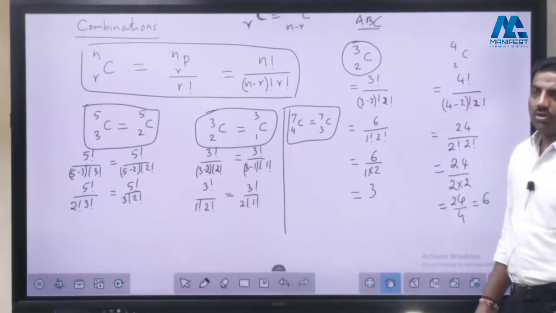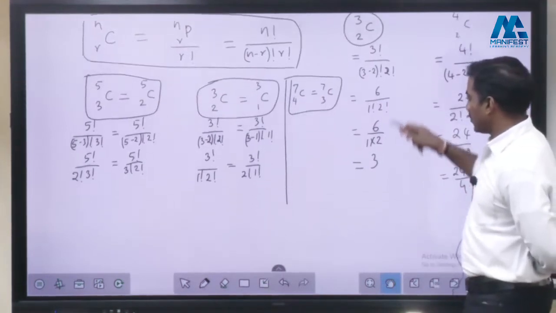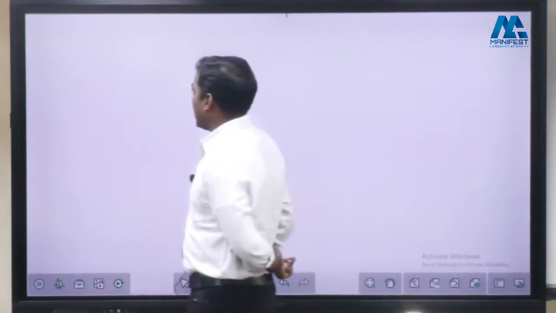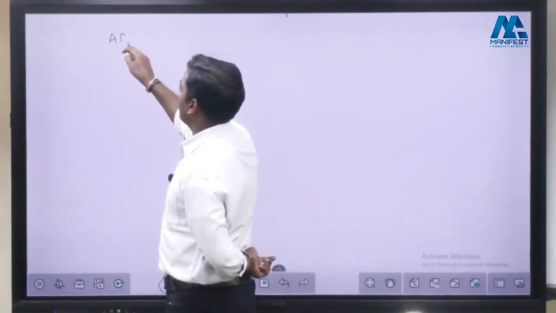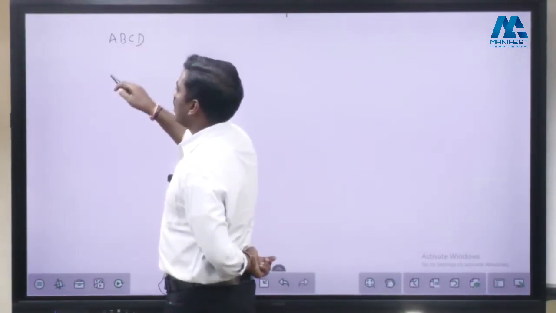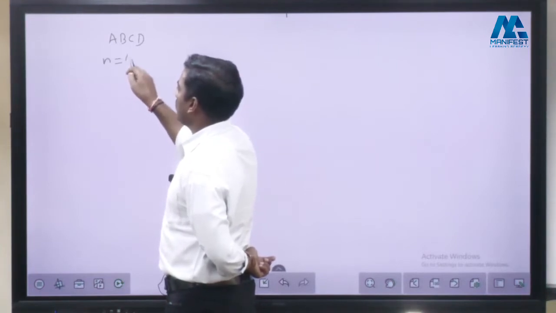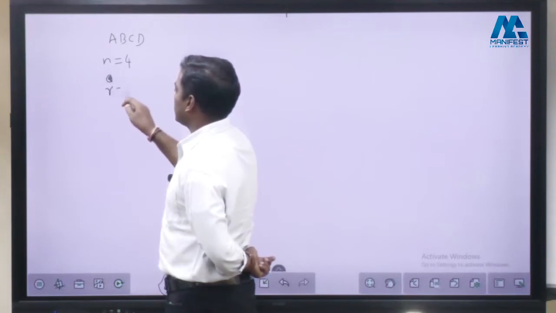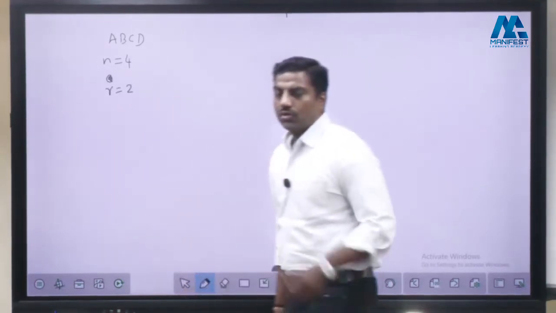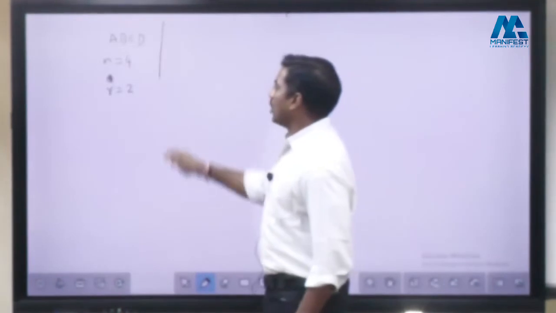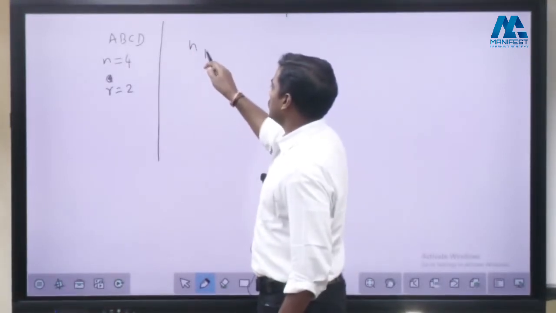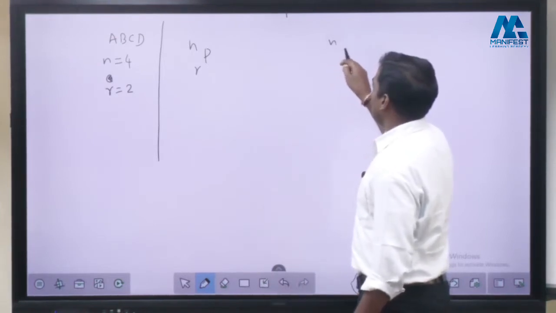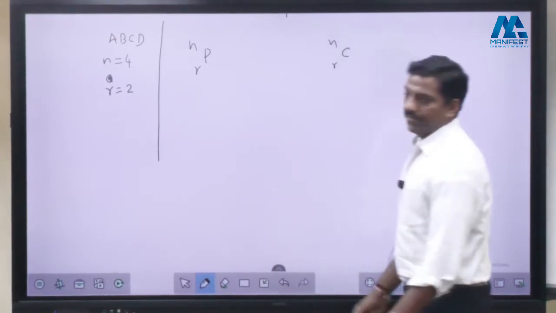How to write for combinations? I'll show you. I'll take one example. Again, A, B, C, D, 4 persons are there. So here n is equal to 4, and I am selecting 2 persons, r is equal to 2. First, I'll show you how to calculate nPr without using the formula. Then I'll show you how to write nCr.